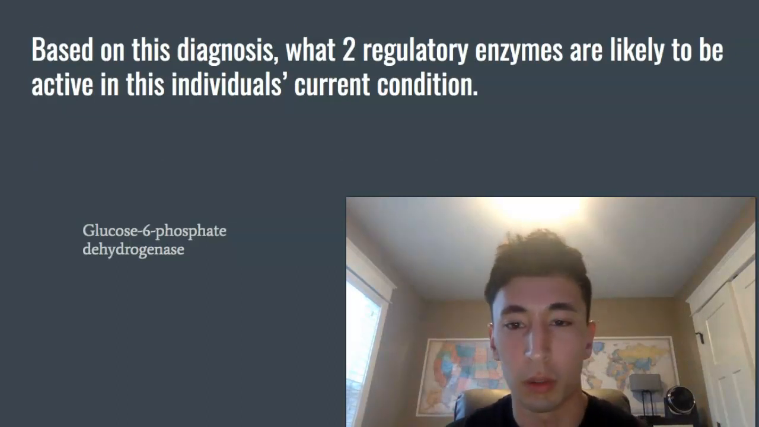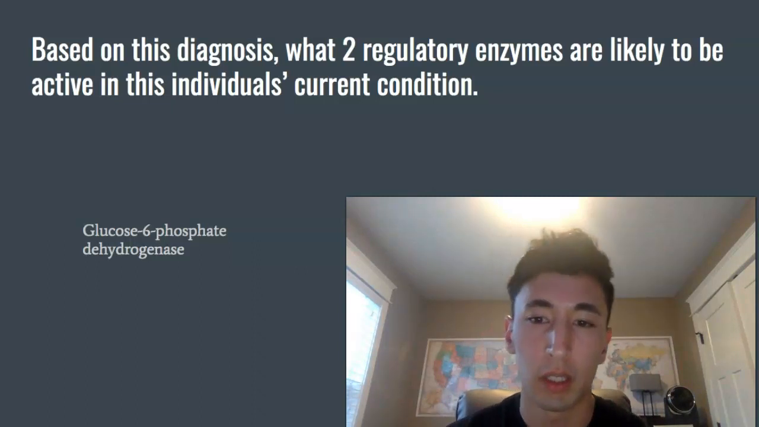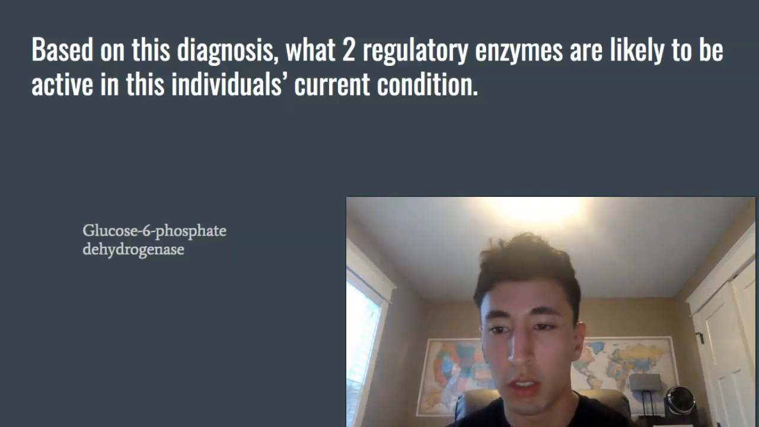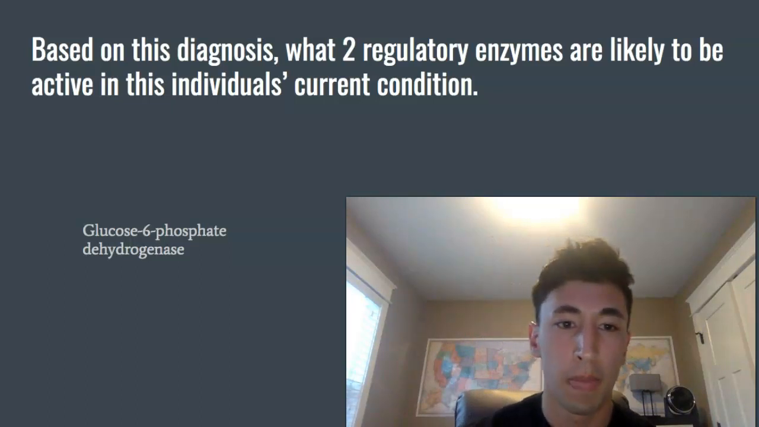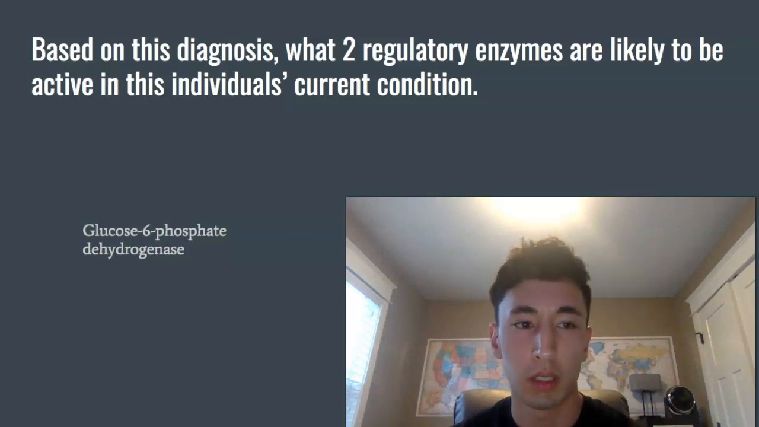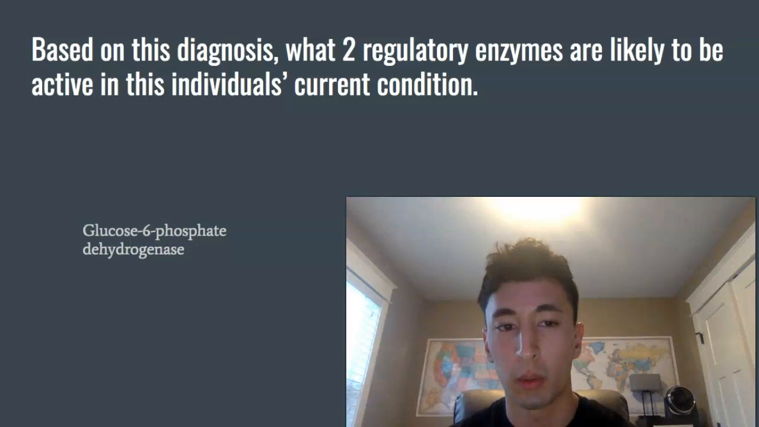Alright, now we got the final question here of case 3. Based on this diagnosis, what 2 regulatory enzymes are likely to be active in the individual's current condition? The 2 regulatory enzymes are glucose 6-phosphate dehydrogenase and AMP kinase. Glucose 6-phosphate dehydrogenase, or G6PD for short, is an enzyme that catalyzes the transfer of a hydride group from one molecule to another. A hydride ion attaches to NADP+ to form NADPH during the pentose phosphate pathway.